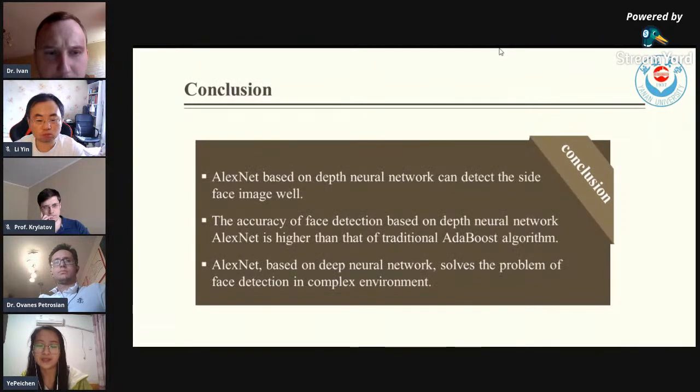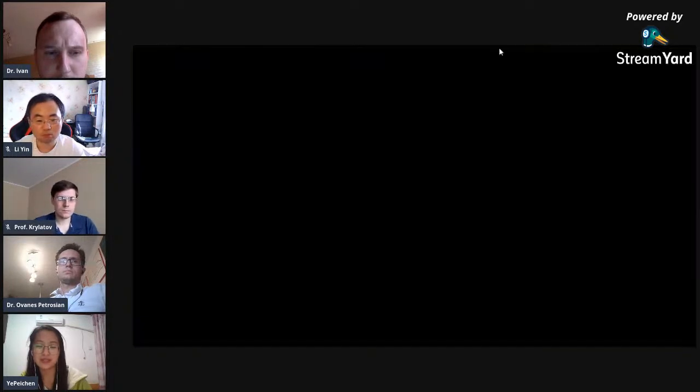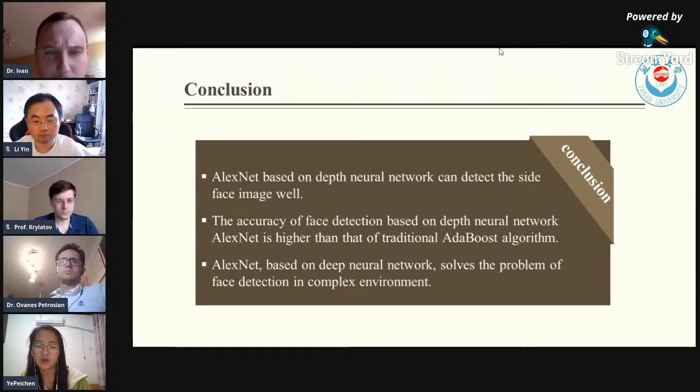The last part is the conclusion. Through the experimental comparison with the traditional face detection based on the AdaBoost algorithm, it is shown that AlexNet based on a deep neural network can well detect side face images and can also well detect and process some images with complex backgrounds or face masks, and the face detection accuracy is higher than that of the traditional face detection based on the AdaBoost algorithm.